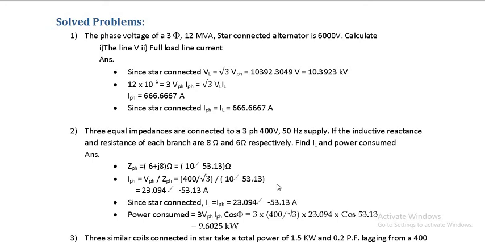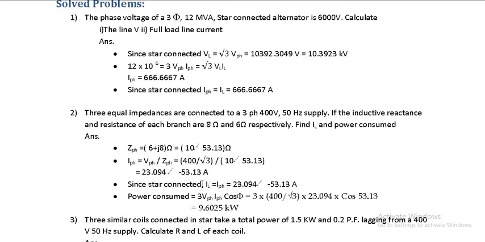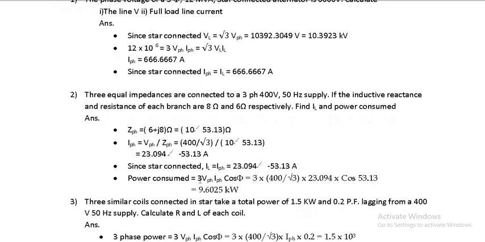See, this is a division, so I wanted ZPH in polar form, so I took it in polar form. 400 by root 3 divided by 10 gives me 23.094. The angle over here, nothing is given, that means 0, so 0 minus 53.13, so this angle becomes minus 53.13. Since star connected, IL is equal to IPH, so it will be 23.094 at an angle of minus 53.13. Power consumed, you can put it in terms of line or in terms of phase, so it will be thrice of VPH IPH cos phi, or you can write it as root 3 VL IL cos phi. So this is the power.